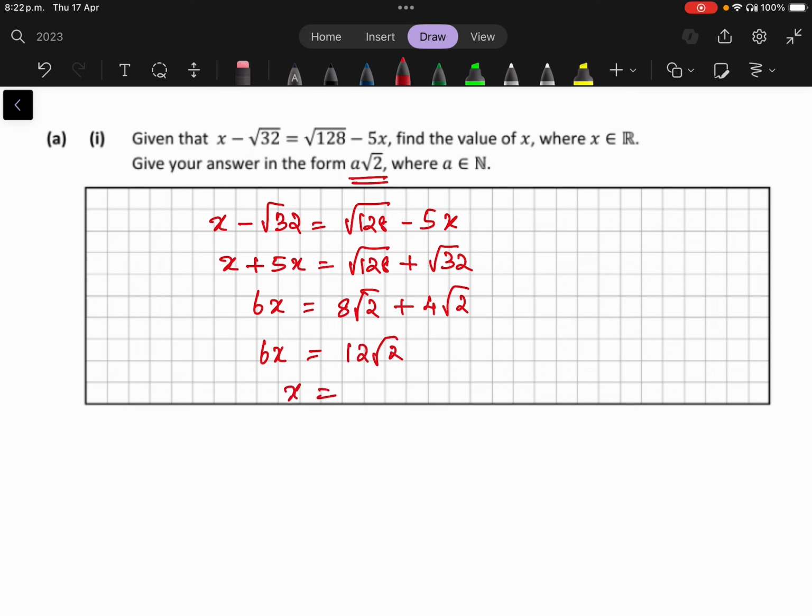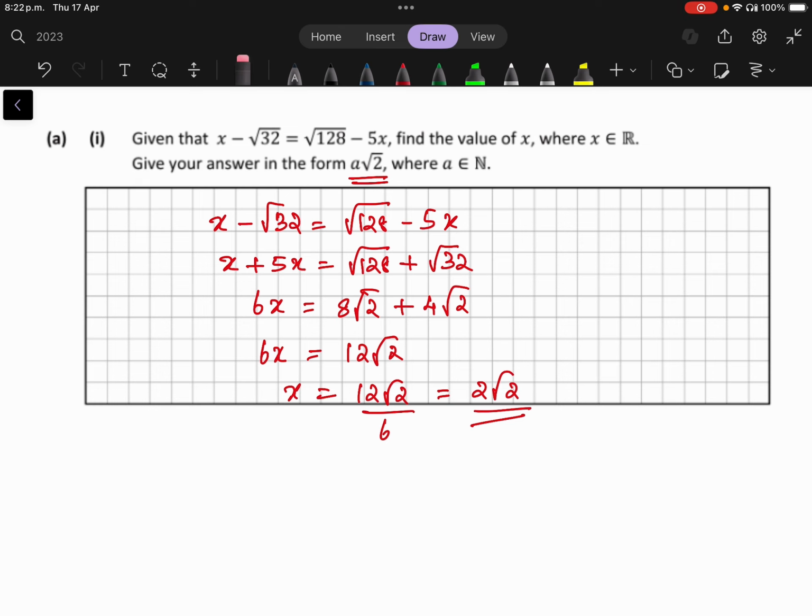So x is equal to 12 root 2 divided by 6, which is equal to 2 root 2. Okay, very easy sum which you can simplify. If you are not able to simplify it with respect to these surds, okay, then what you will do? Then you will square both the sides like what we did for the previous sum. Okay, so this is a quite easy sum, and this is for 10 marks.